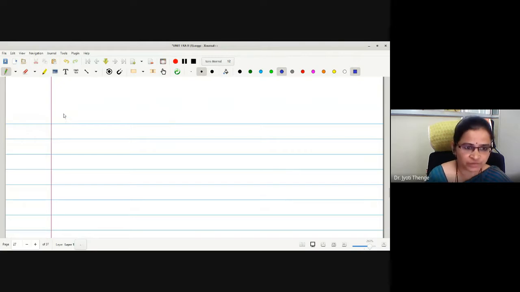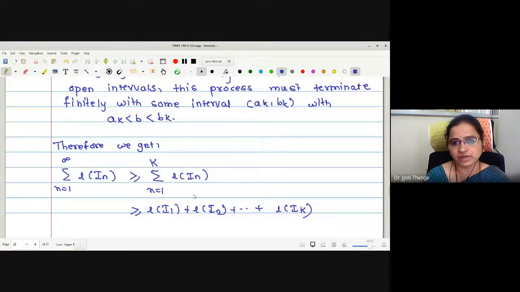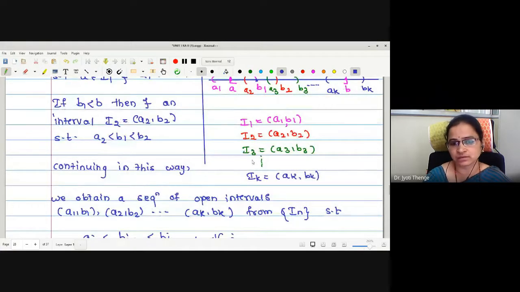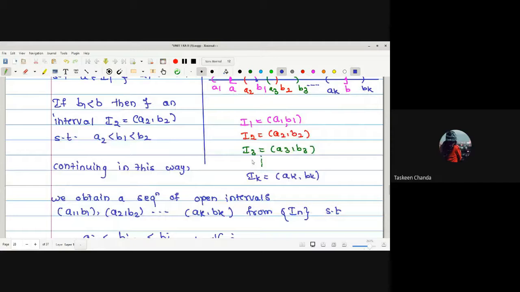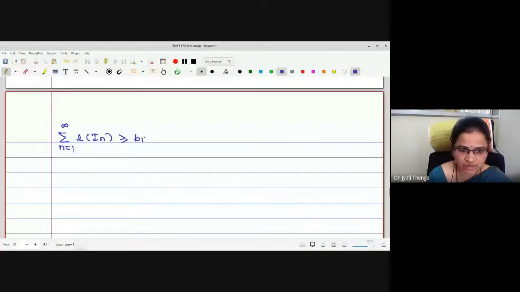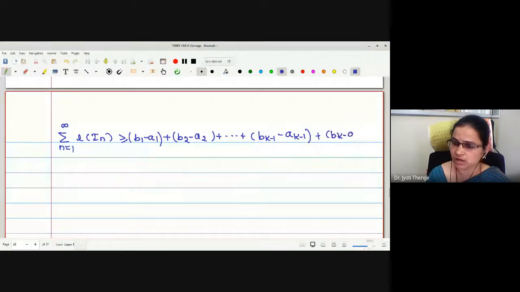Okay, and we know the length of every term. What is the length of every term? What about length of I1? I1 is A1, B1. What is the length? B1 minus A1. Is it B1 minus A1? Good. Next, B2 minus A2. And till up to, let me write K minus 1 also. BK minus 1 minus AK minus 1 plus BK minus AK.